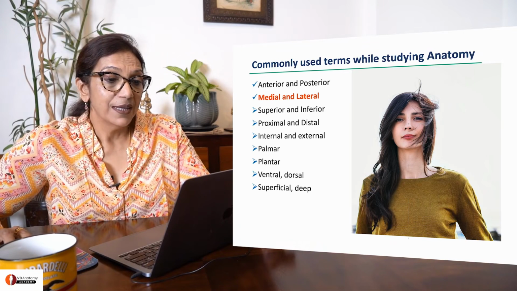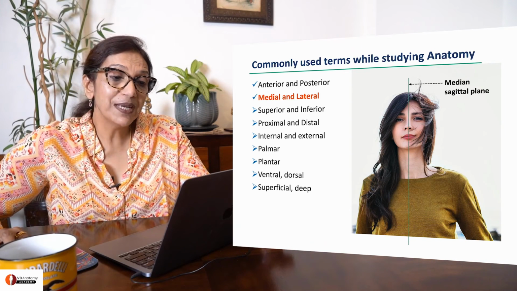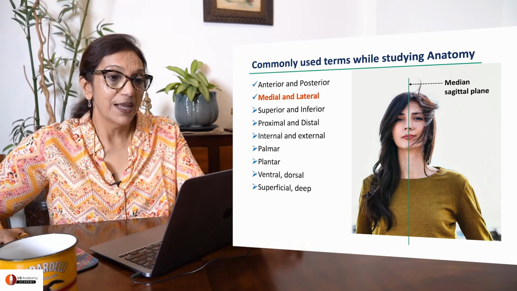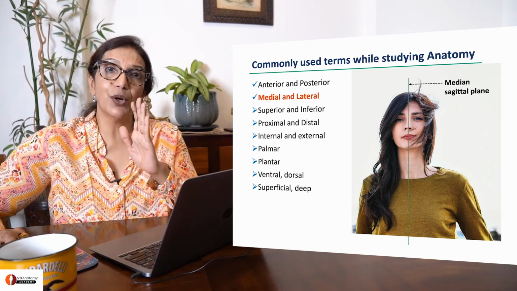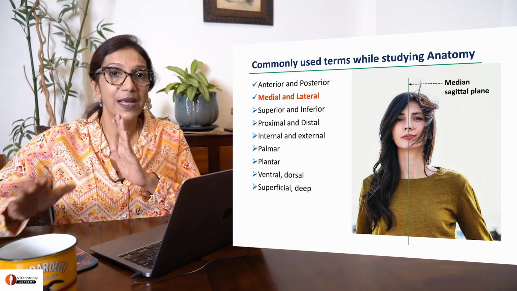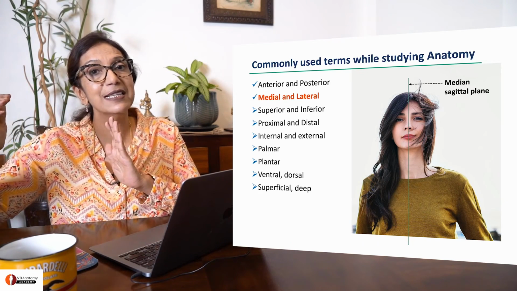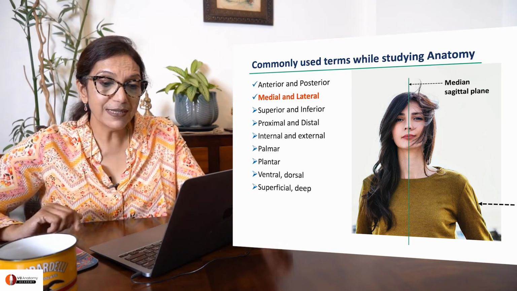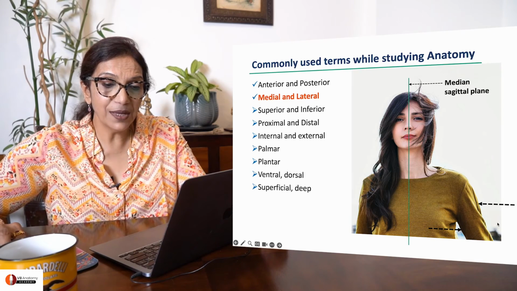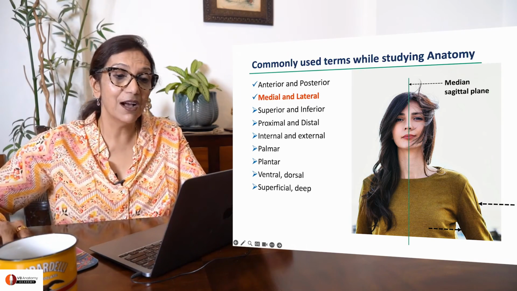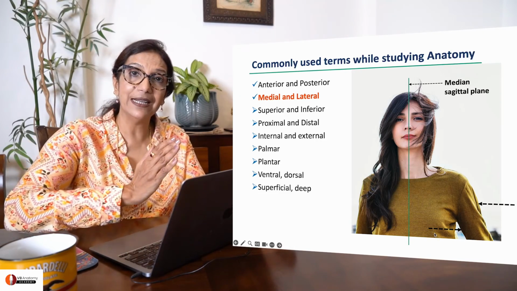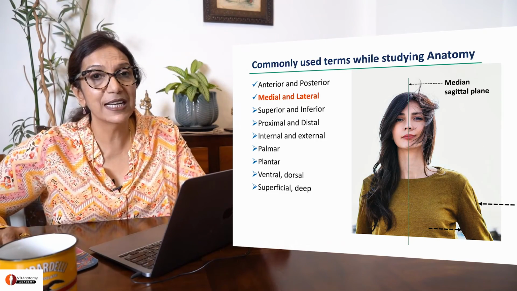Now, this is this lady's median sagittal plane. First orient yourself to that. Any part of the body closer to the median sagittal plane is medial. Anything away from it is lateral. So what is this and what is this? This arrow is lateral, away from the median sagittal plane. This arrow is medial, closer to the median sagittal plane.